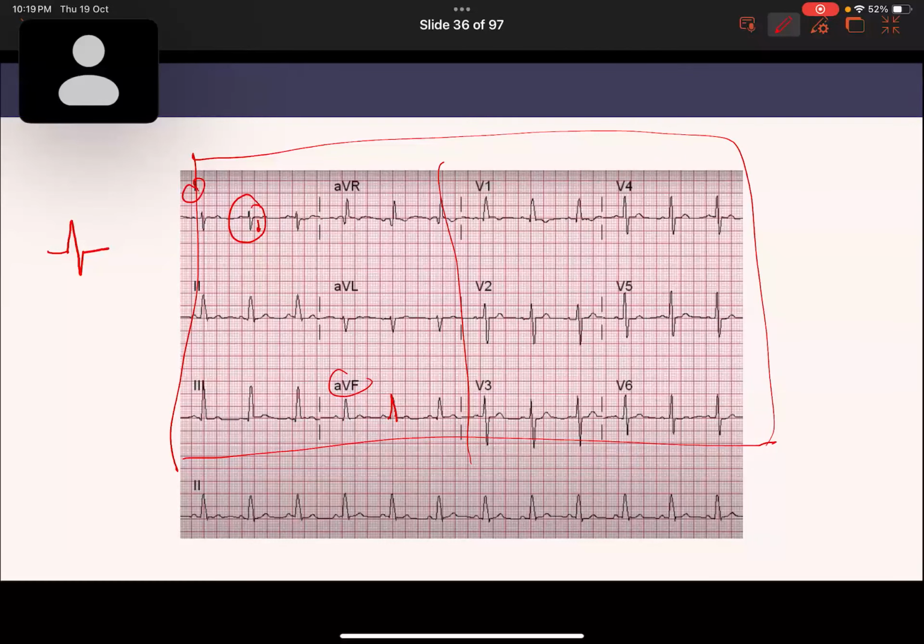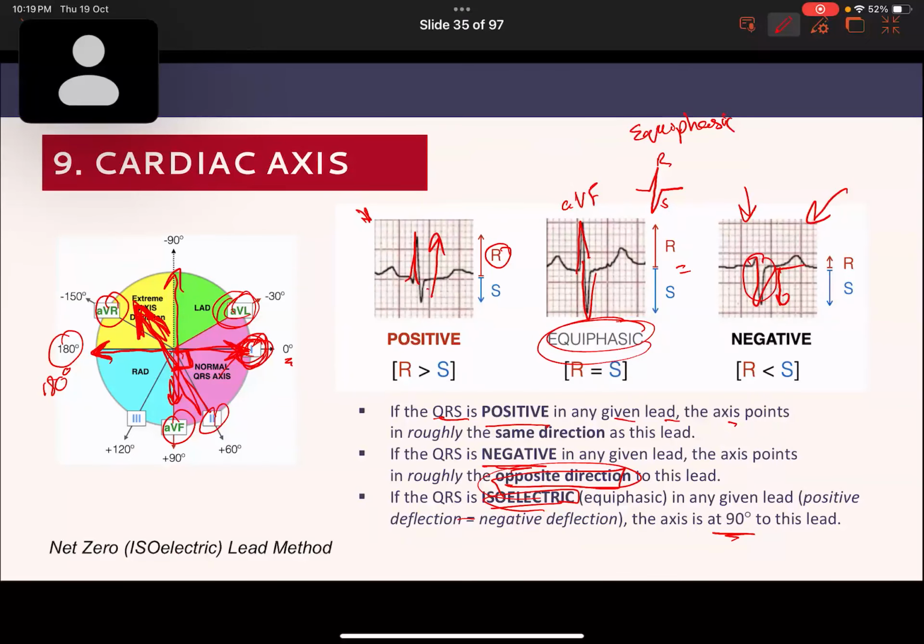It's positive. Yes, it is positive. But this means that the cardiac axis is facing the positive side and not the negative side. I hope this makes sense. If not, we can do more practice problems in this. Do you guys have any questions, or do you want me to repeat any of those?